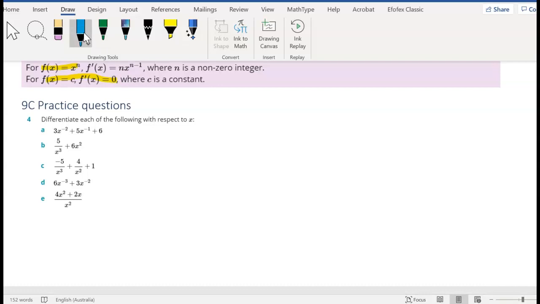For question A, I might just write the function down. We've got 3x to the power of negative 2 plus 5x to the negative 1 plus 6. For your derivative, we're just looking at each term individually. We still take the power and multiply it by the coefficient. Negative 2 times 3 is negative 6, so negative 6x, and then we decrease negative 2 by 1, so it's going to become negative 3.